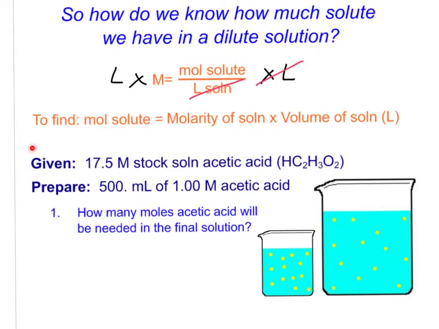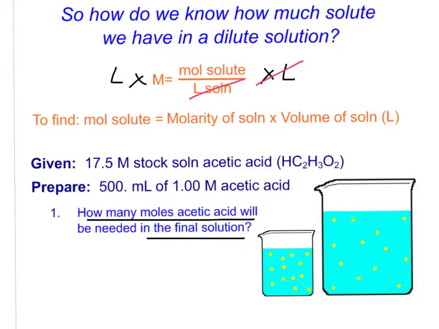Let's say we're given in our example problem a 17.5 molar stock solution of acetic acid. Right here, there's the molecular equation. We're told we should prepare a 500 milliliter solution of 1.00 molar acetic acid. So how are we going to do that? First, we need to find out how many moles of acetic acid are going to be in that final solution. So that is our first step. How are we going to find out how many moles of acetic acid are in the final solution?